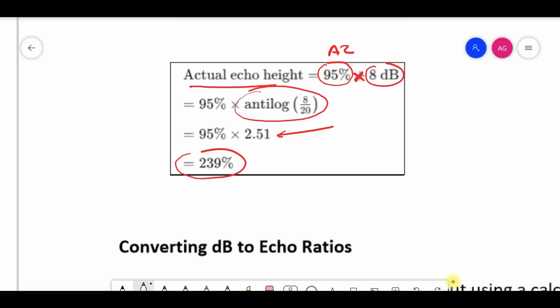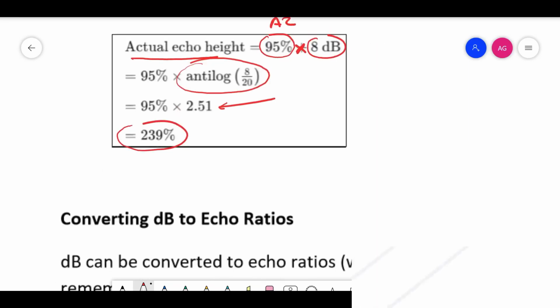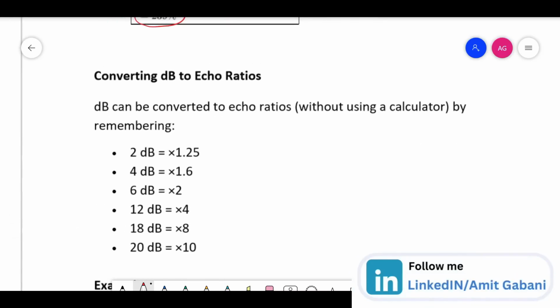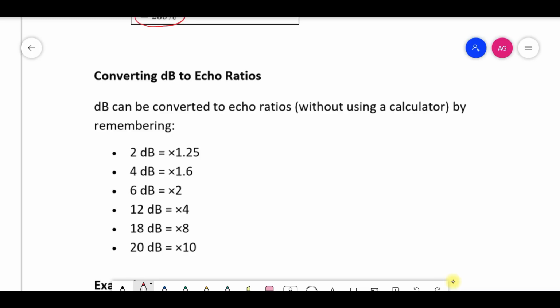Okay, so you can calculate echo in this way also. There is also an option available. Apart from this, if you want to remember it, how do you have to remember it? Because it is 6 dB, you know that the height of the echo gets doubled. Is that fixed? Okay. If you increase it by 6 dB, it will become 2 times. If you decrease it by 6 dB, there are other values like 2 dB, 4 dB, 12 dB. Then what will be the height of the echo in that case?